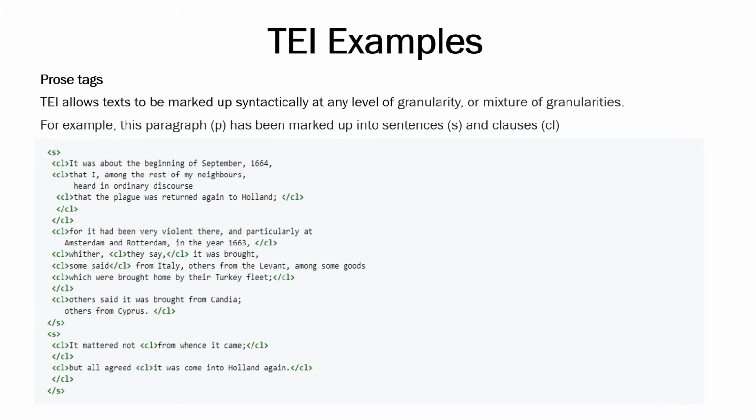The second example is prose tags. TEI allows text to be marked up syntactically at any level of granularity or mixture of granularities. For example, this paragraph has been marked up into sentences and clauses. You can see that example below.